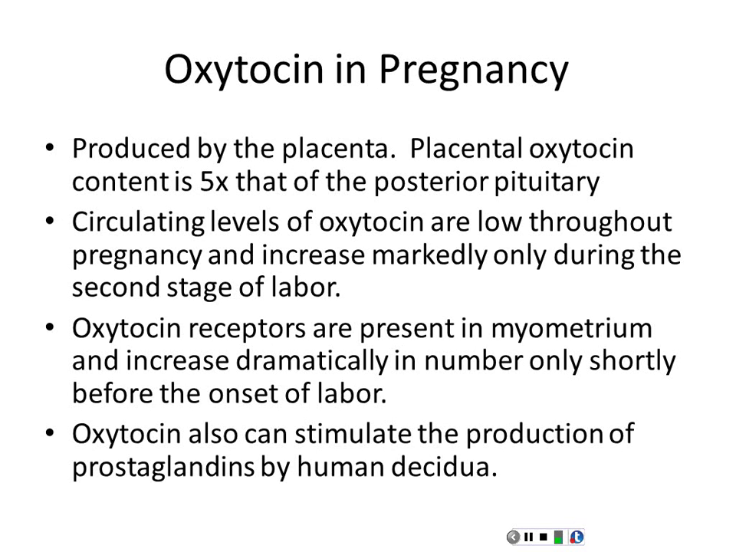So the reason why this is interesting is sometimes we will induce people at 32 or 33 weeks with oxytocin, and the question is, at least from a basic science standpoint, does it work? Because you're giving them all this oxytocin, and you have no receptors, or minimal receptors, for the oxytocin to work, especially if we do it early. So just something to think about.